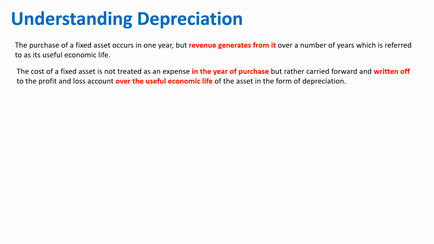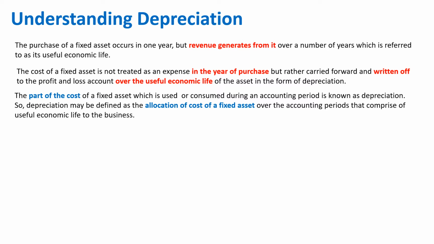So for example, if today I have bought a laptop for 1 lakh rupees and the useful life is 5 years, then each year I will be charging depreciation of 20,000 rupees, correct? Because the life of the asset is 5 years. The part of the cost of a fixed asset which is used or consumed during an accounting period is known as depreciation. So depreciation may be defined as the allocation of the cost of a fixed asset over the accounting periods that comprise the useful economic life to the business. So it is very clear.